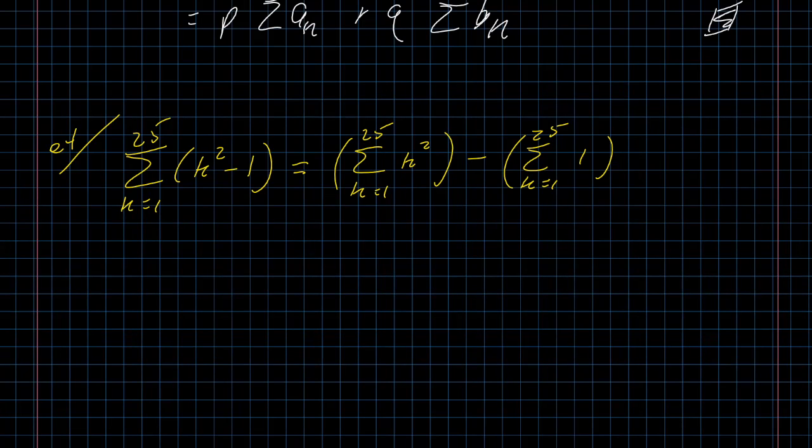Using our rules of summations, the sum on k squared is n, which is 25, times n plus 1, 25 plus 1 is 26, times 2n plus 1, 2 times 25 is 50, 50 plus 1 is 51, all over 6. The sum on 1 is n, which is 25 in this case.